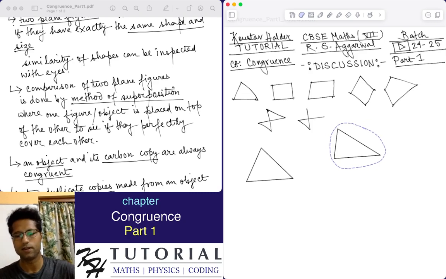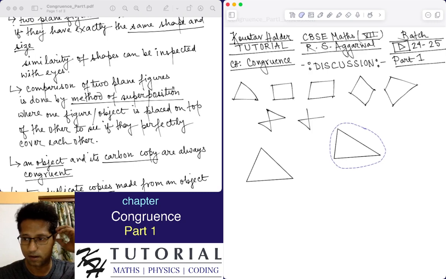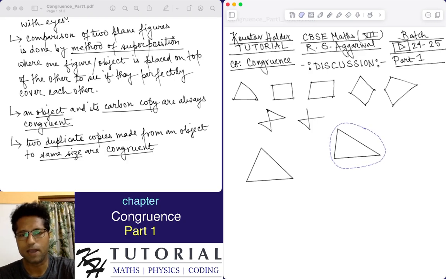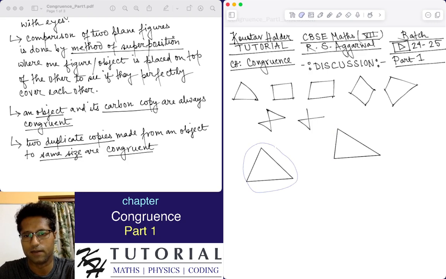So two plane figures are congruent if their shape and size are perfectly the same, and we use the method of superposition to verify that. Now, an object or figure and its carbon copy are always congruent. So let's say I have this triangle. Now I create a carbon copy of this, I am duplicating it, copying it and then pasting it. So I have this shape or figure, which is a carbon copy of the previous one.